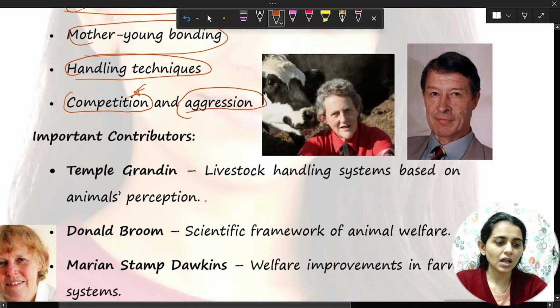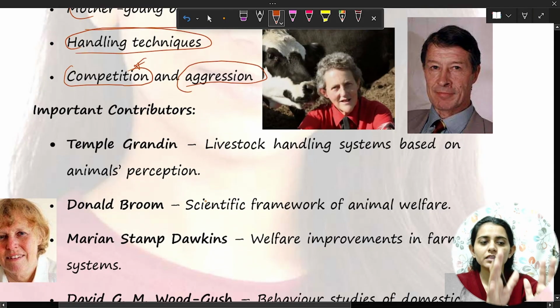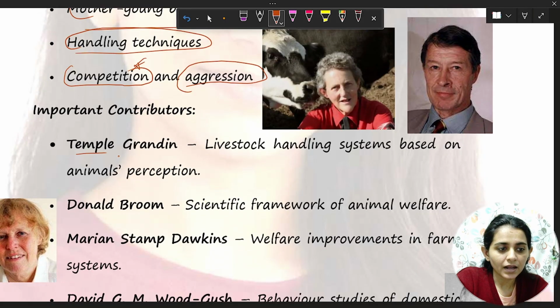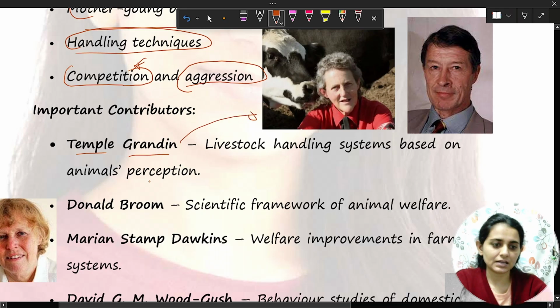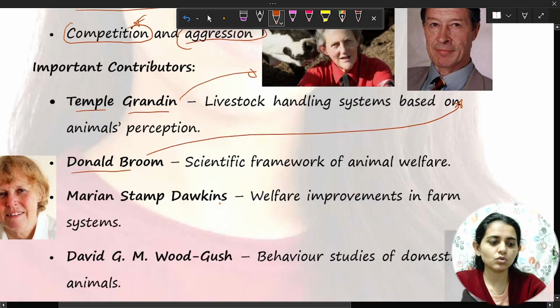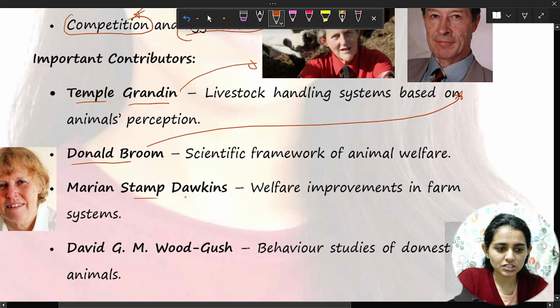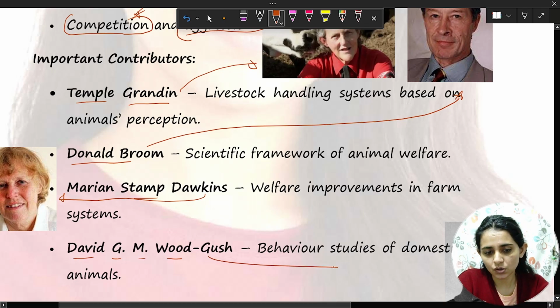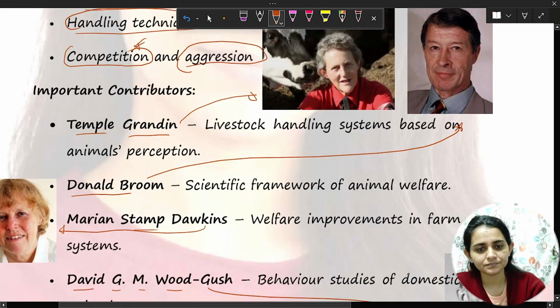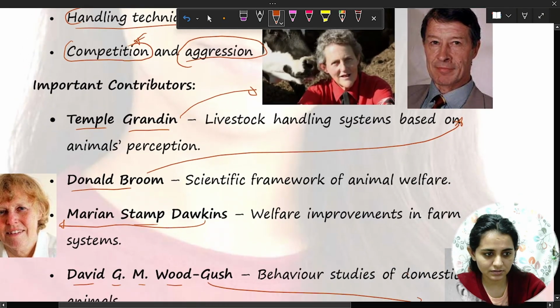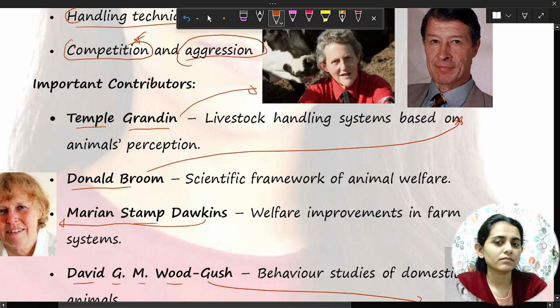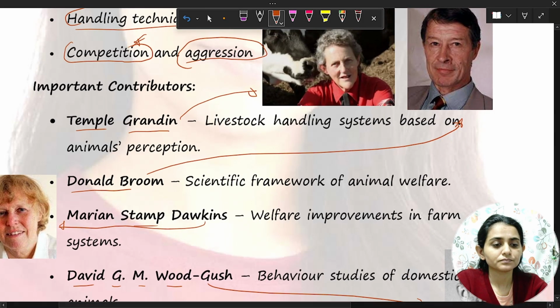Important contributors in this field are Temple Grandin, Donald Broom, Marian Stamp Dawkins, and David G.M. Wood-Gush.